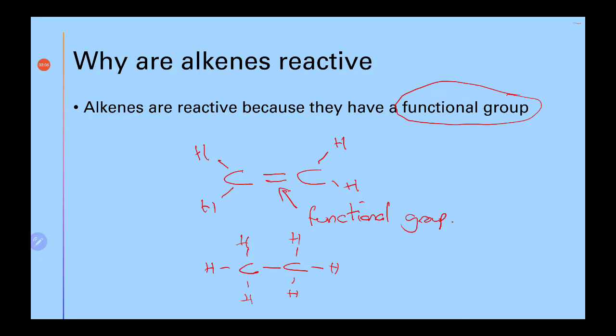So let's have a look at what that actually means in practice then. Well, alkenes undergo three different types of reactions. These are called addition reactions because we're adding something across the double bond. And the first thing we're going to look at is something called a hydrogenation. It's essentially, as the name might suggest, adding hydrogen across the double bond.